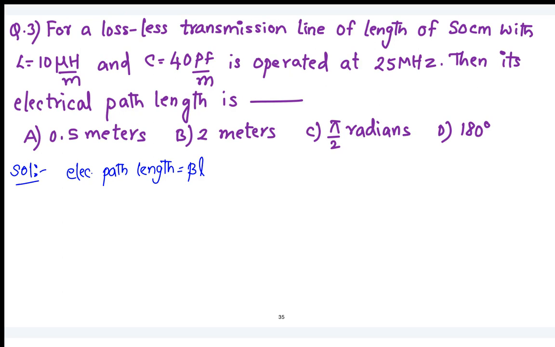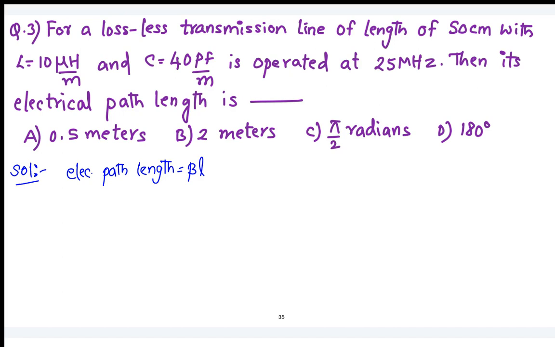Sir, we can do it like gamma is equal to root over of (r plus j omega L) and (g plus j omega C), okay, and v zero. We will get, I think, omega root over LC equals beta. Correct. That's what most of the people used to do. They used to do the method like this.